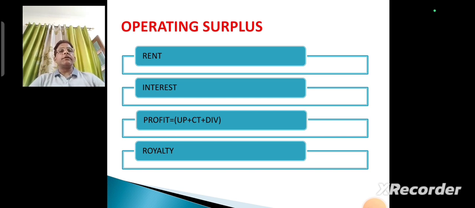Then we come to the last component of the operating surplus, which is the profit. See, the profit is the amount of money which is payable to the owner of the production unit for his enterprising abilities. Why the owner of the business unit? See, we understand why wages, because somebody has worked. Why interest? Because the capital has been provided. Why rent? Because the land has been provided.